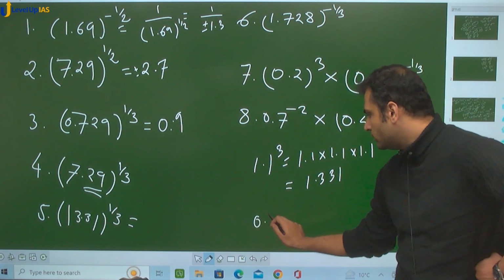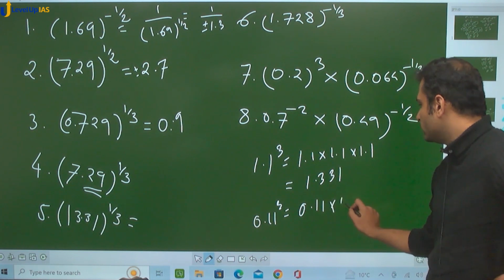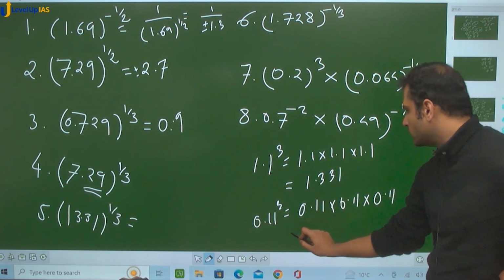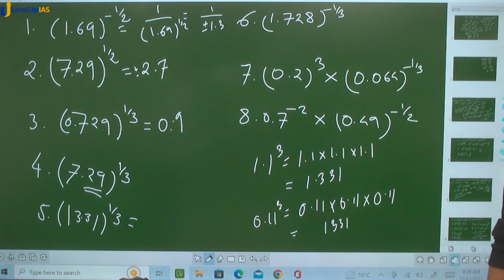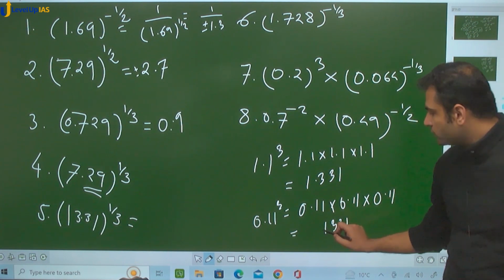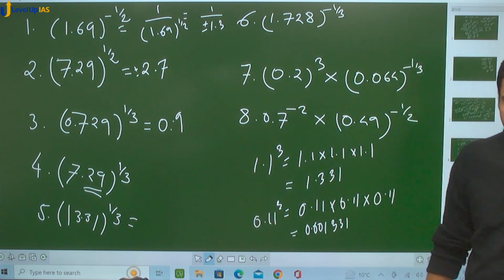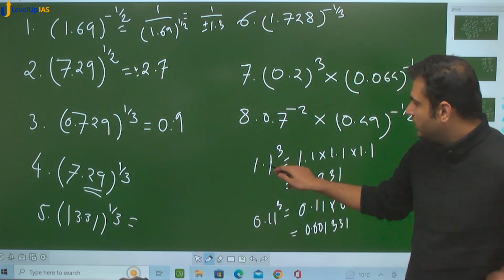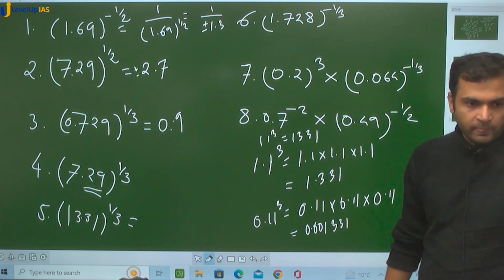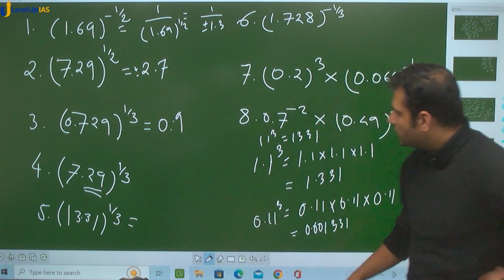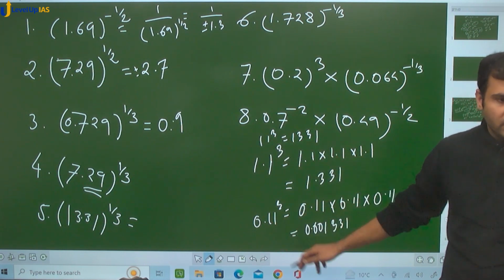If I do 0.11 cubed, it would be 0.11 into 0.11 into 0.11. Now I multiply as if there is no decimal point. Now where should I put the decimal point? After 6 digits. So it's not that number as well. There are 2 here, here is 1. So if I directly multiply, it is 1331. So this particular number is not the cube of 11, 1.1 or 0.11, etc.